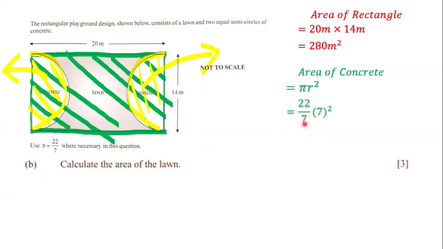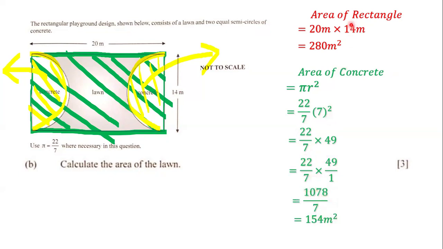So we have 22 over 7 multiplied by 7 squared. Now, 7 squared is 49. So we have 22 over 7 multiplied by 49 over 1. We multiply 22 times 49, which gives us 1,078, and we have 7 times 1, which gives us 7. So 1,078 divided by 7 gives us 154 meters squared.